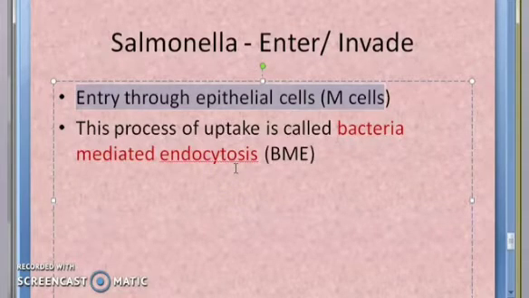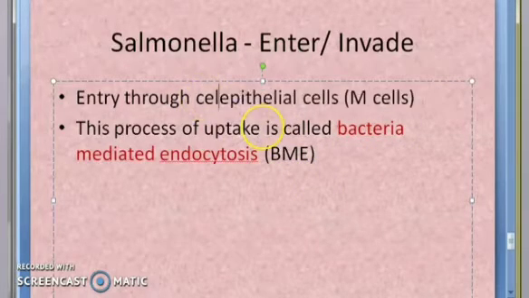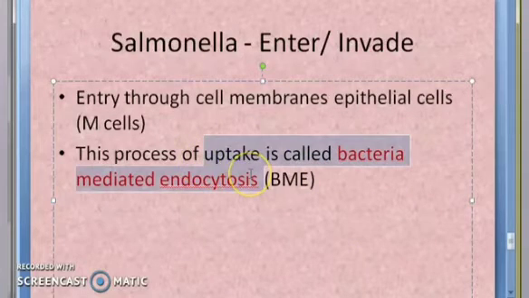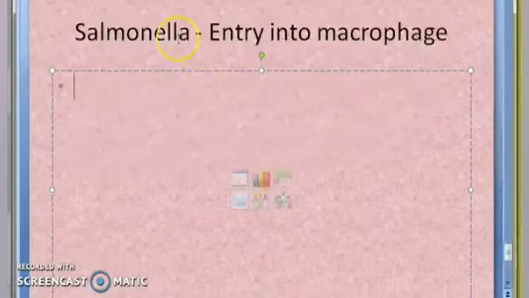The Salmonella trigger the formation of membrane ruffles on the cell membrane of M cells. These ruffles reach out, enclose, and they take in the bacteria within large vesicles. So the epithelial cell membranes ruffle and they reach out, they enclose the adherent bacteria and they uptake the bacteria. This is bacteria mediated endocytosis.